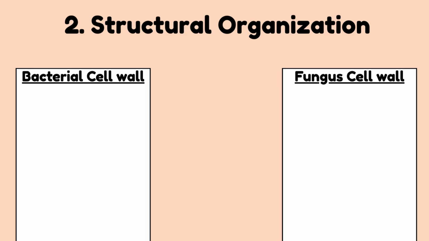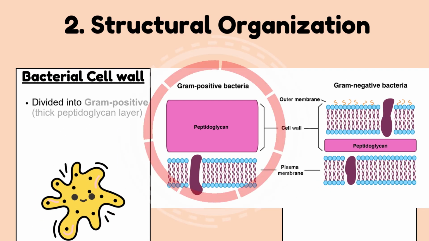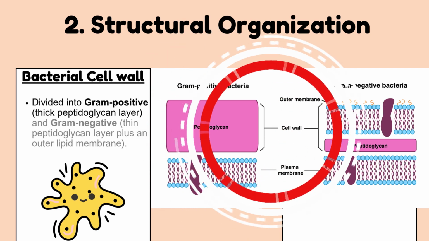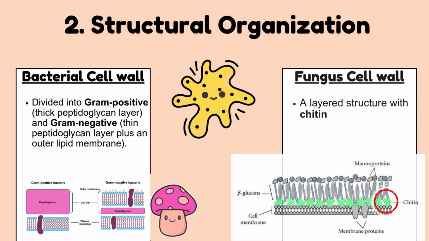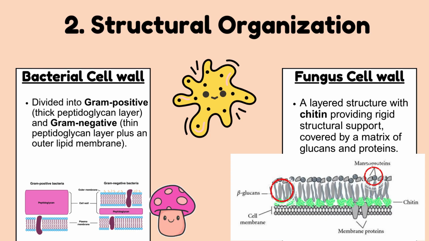Structural organization. Bacterial cell walls are divided into gram-positive, having a thick peptidoglycan layer, and gram-negative, having a thin peptidoglycan layer plus an outer lipid membrane. Fungal cell walls are a layered structure with chitin, providing rigid structural support, covered by a matrix of glucans and proteins.